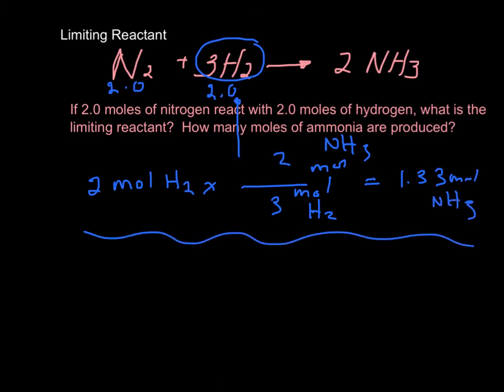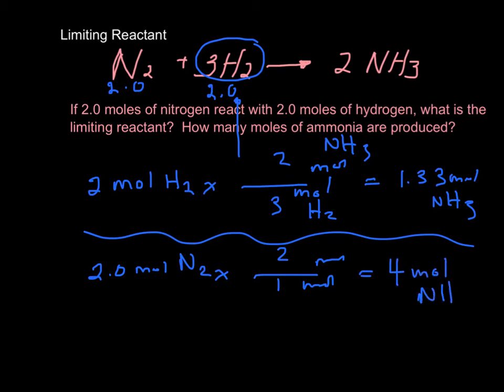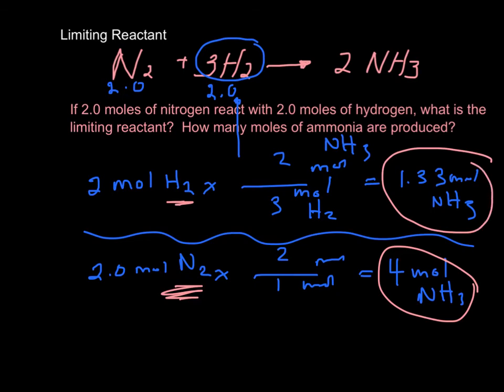Okay, let's just check our work here. If I'd started with 2 moles of nitrogen, do my mole ratio, which is 2 to 1, I had enough nitrogen to make 4 moles of ammonia, but I have enough hydrogen to make 1.33 moles of ammonia. What that tells me is that this is my limiting reactant, and this is the amount that I actually make.